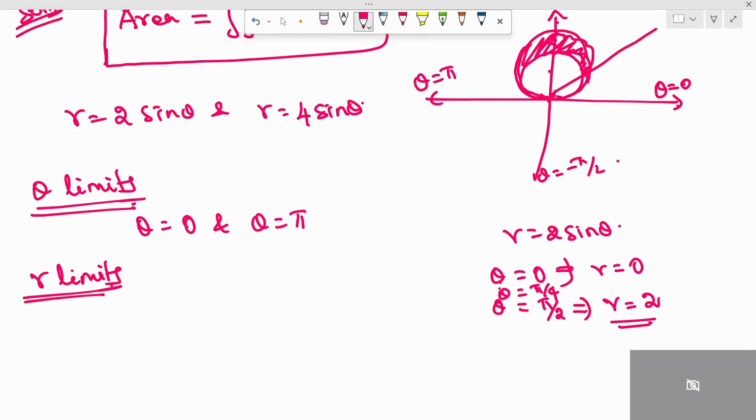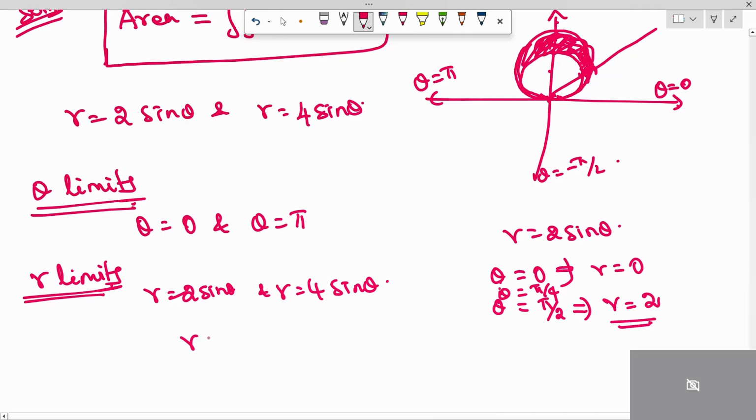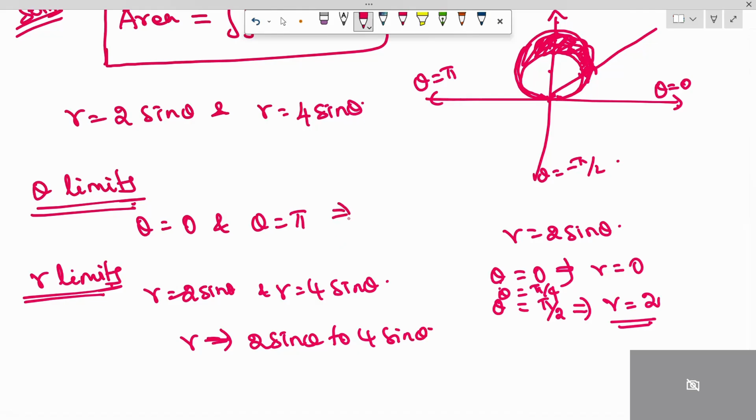R limits. This radial line is also like a strip. One end is on our bounded area, this much area. Here this radial line lies on the r equal to 2 sin theta circle. The other end lies on the r equal to 4 sin theta circle. Therefore we can write r varies from 2 sin theta to 4 sin theta. Here theta varies from 0 to pi.